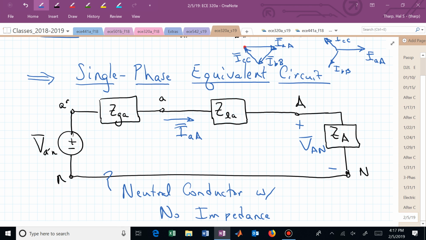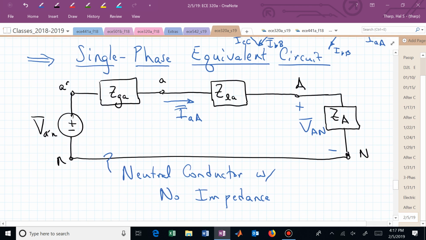I don't know if I'm getting at this, but aren't you just going to find VAN by doing the equivalent impedance? So now how would you find V sub AN in this single phase equivalent?